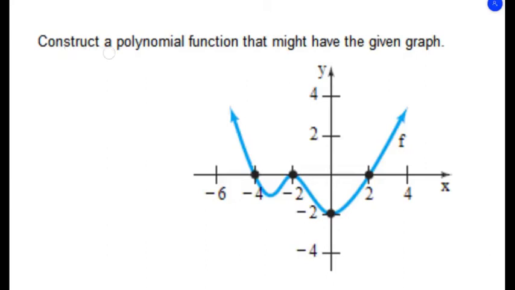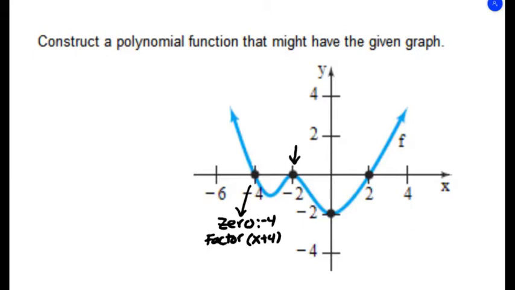On this question, we want to construct a polynomial function that might have the given graph. So we're given this graph of a polynomial function, and we want to take a look at our zeros, our x-intercepts, because the zeros tell us what the factors of our polynomial will be. So because we have a 0 of -4, that means that our polynomial will have a factor of x plus 4.